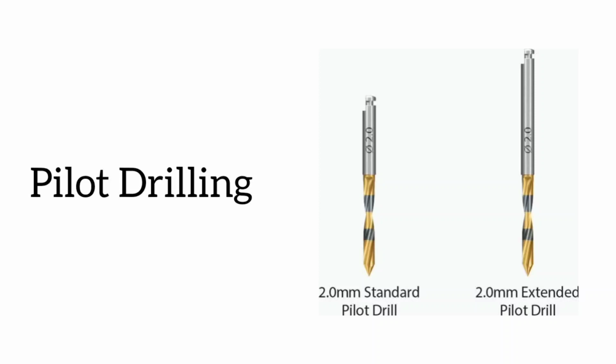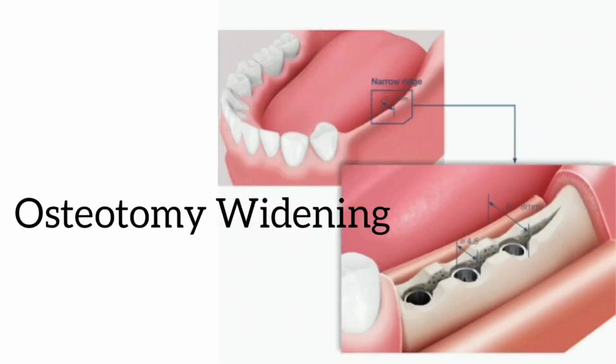The pilot drill is then used to drill a hole into the entire depth of the bone and length of the implant. Once the pilot drill has done its work, then we come to osteotomy widening.